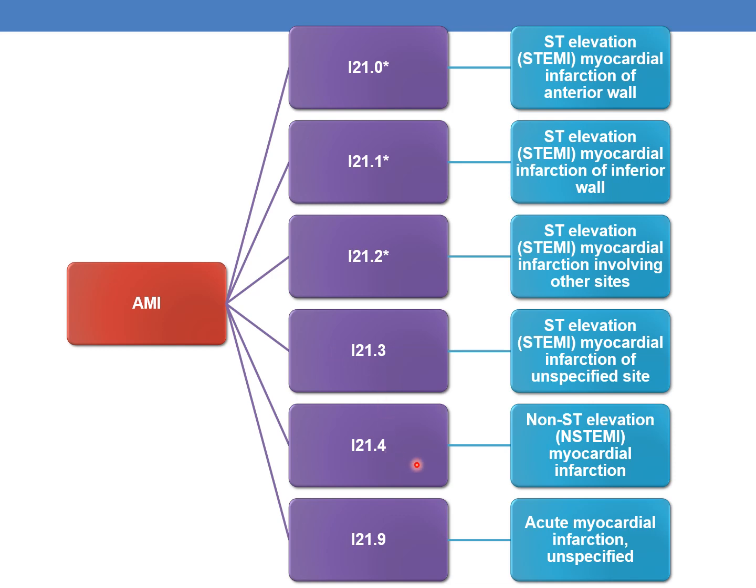Next is I21.4. It deals with non-ST elevation myocardial infarction. And finally, I21.9. It deals with acute myocardial infarction, NOS, unspecified. Whenever the physician documents acute myocardial infarction and the type is not specified and ST elevation is also not specified, then you need to code I21.9.